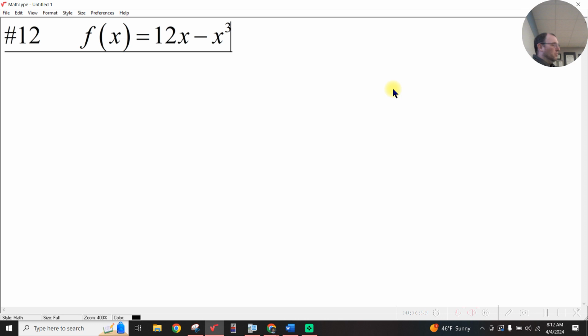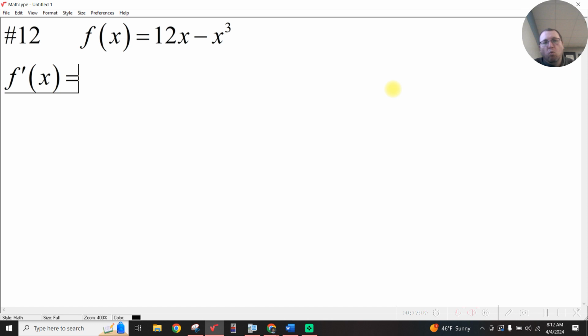So, again, what we're going to do here for starters is take the derivative and set it equal to zero. We're going to find a critical point, y'all. We're finding critical points. What is the derivative of 12x minus x cubed? 12 minus 3x squared. Mm-hmm. And again, we're going to set that equal to zero.